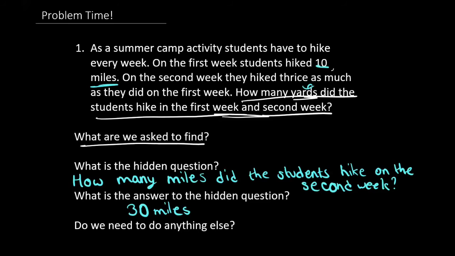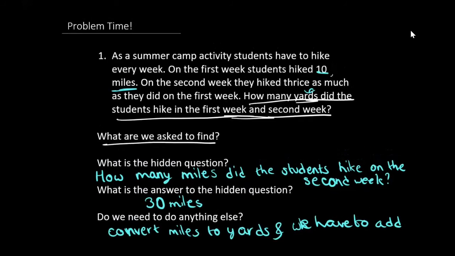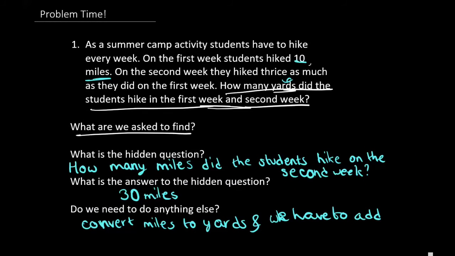So 30 miles is our answer for our hidden question. Now, do we need to do anything else? Yes. So we need to convert miles to yards, and then we have to add. So we have to add first week and second week. So first and then second. So I just wrote that.